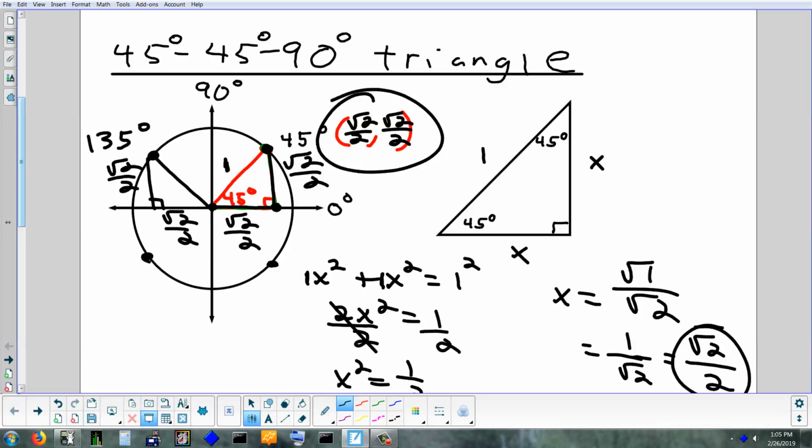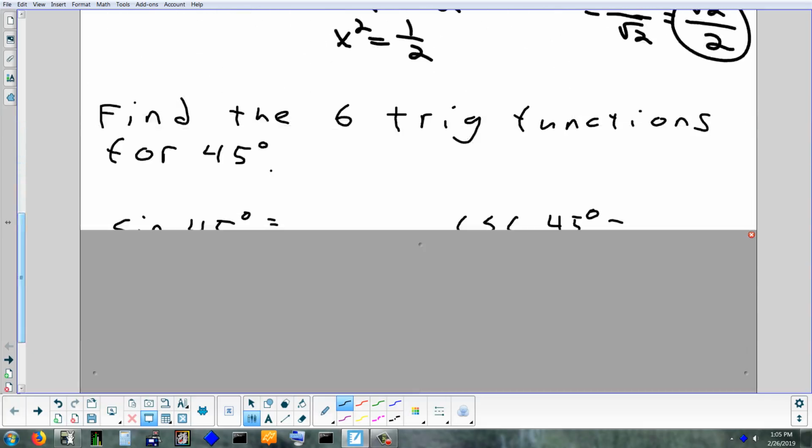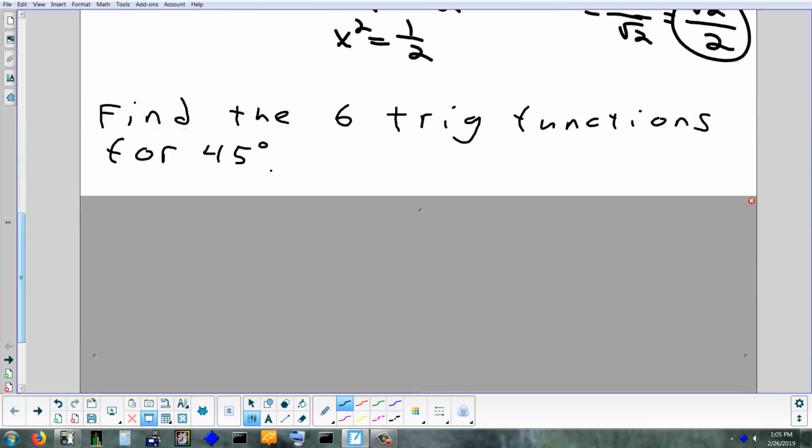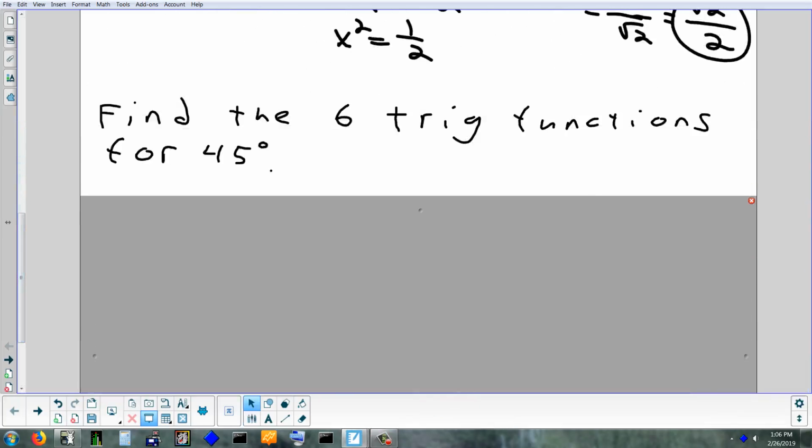Okay. Any question on how we got the root 2/2? Right, so now we can answer that question. Find the 6 trig functions of 45 degrees. Okay, so we already mentioned it earlier. We couldn't do this problem because we didn't know the coordinate. Now we do. What's the coordinate for 45 degrees?